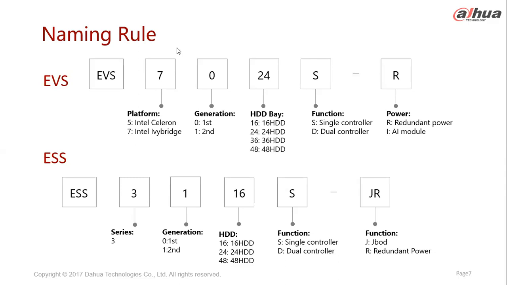The last naming rule is for the EVS. We have EVS 5 and 7. The 5 is running on Intel Celeron, while the other is running on Intel Ivy Bridge. For the generation, this is something that you can check on yourself on your side.